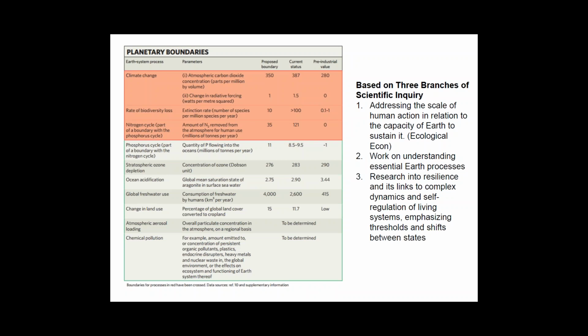The main use of nitrogen is in chemical fertilizers. So we take nitrogen out of the atmosphere and make it into fertilizers, which can be applied to our crops. One of the main problems with that is a lot of that nitrogen ends up polluting waterways through agricultural runoff. So again, you can see a big difference here. Pre-industrial value of 0. We weren't taking any nitrogen out of the atmosphere for human use. Proposed boundary of 35, and we're currently at a level of 121.